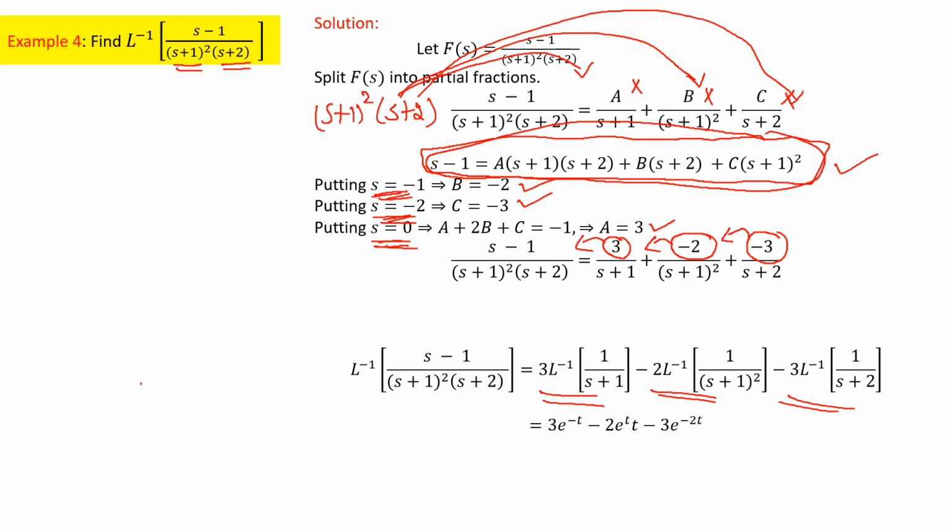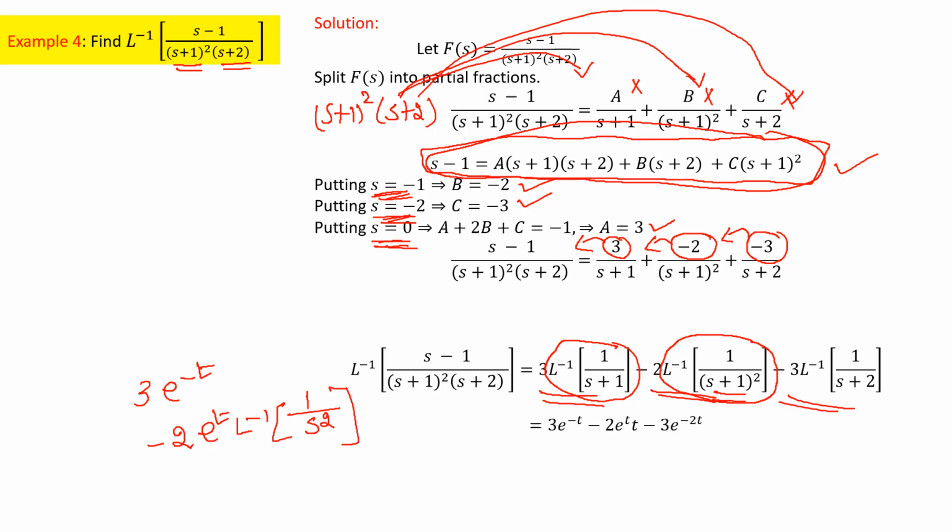So what is the final answer? 3. L inverse of this one is e power minus t. Second term, minus 2, we have L inverse of 1 by (s plus 1) the whole square. So first we will replace s plus 1 as e power t. Then I have L inverse of 1 by s power 2. Okay. Third term, minus 3, L inverse of 1 by s plus 2, it's going to be e power minus 2t. So first term, third term, no problem.